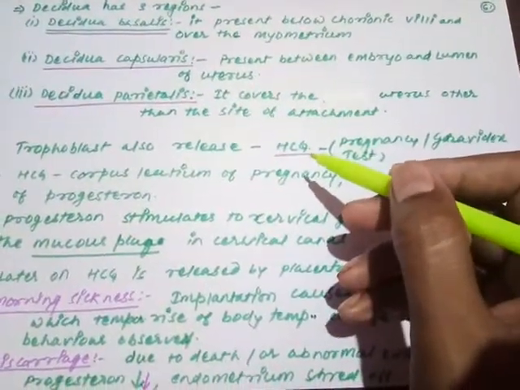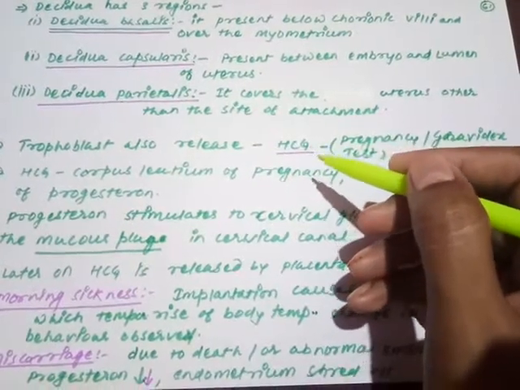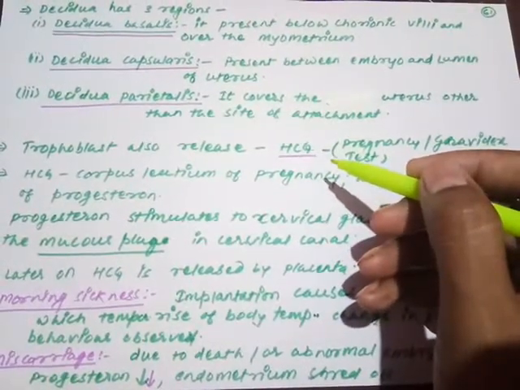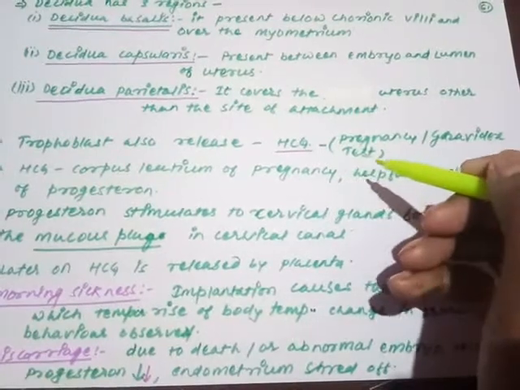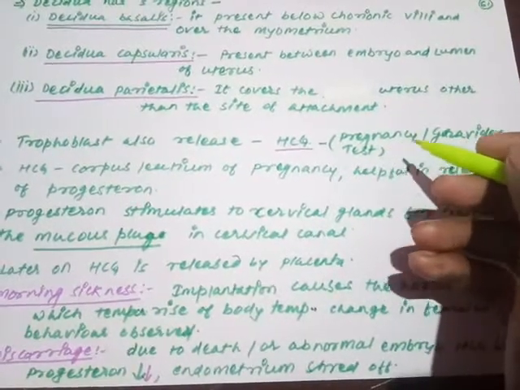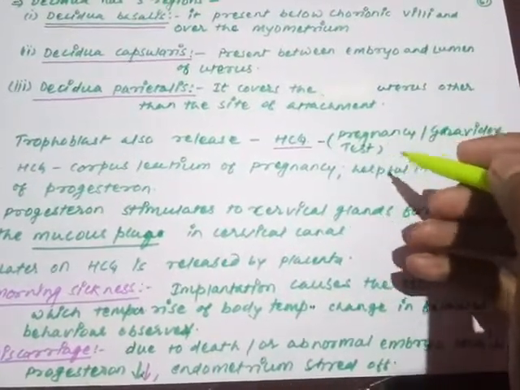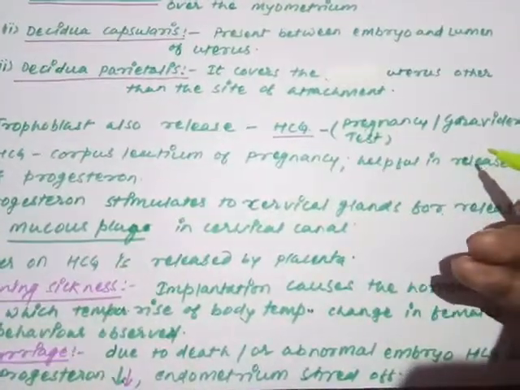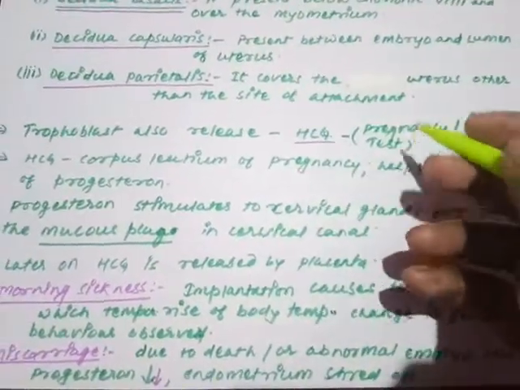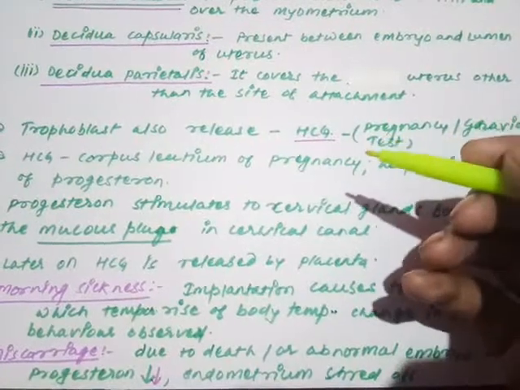As soon as the attachment completes, the implantation completes, it starts releasing out hCG. In the previous lecture we have seen hCG, human chorionic gonadotrophin. It is a hormone that is used for the confirmation of pregnancy, and confirmation of pregnancy by the use of hCG is called the Gravindex test. So moving on to the next, hCG is called the hormone of the corpus luteum of pregnancy.